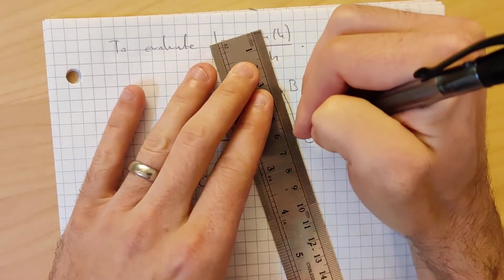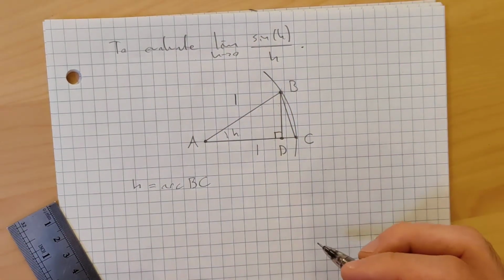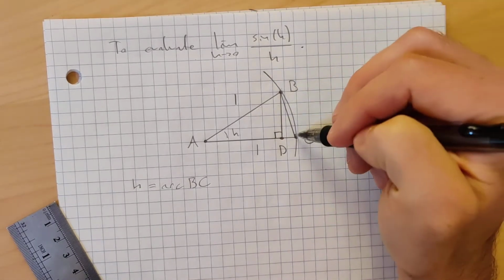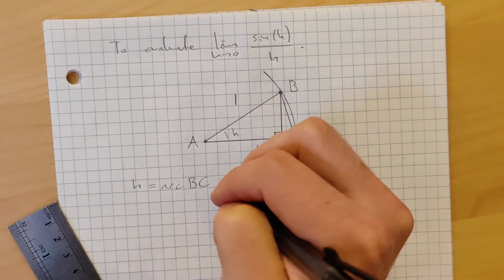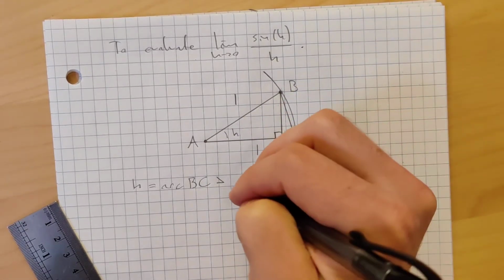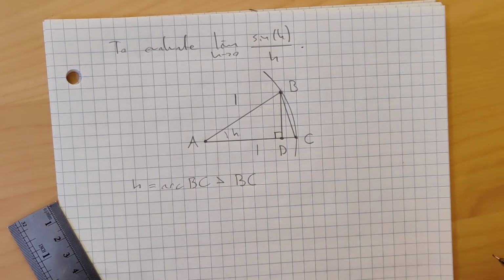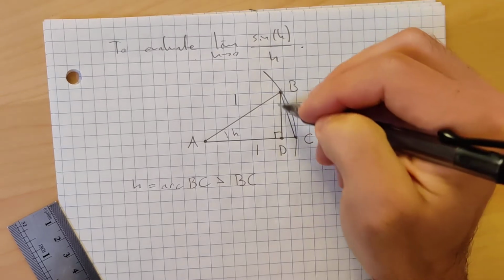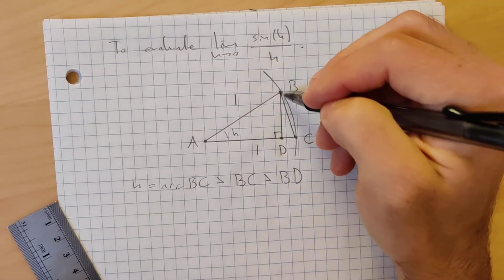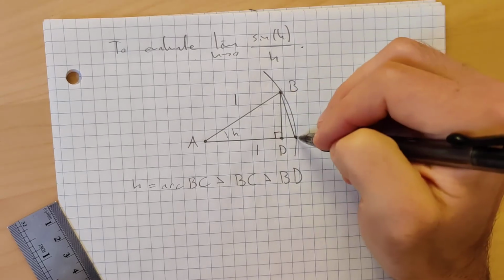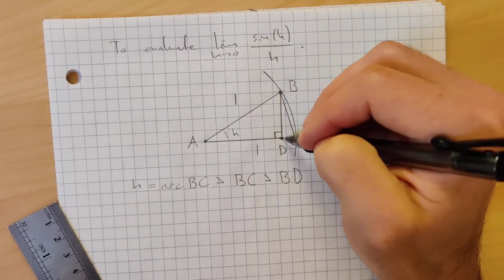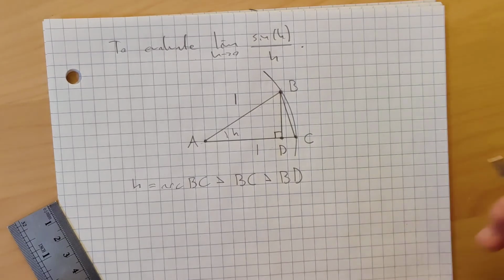Now notice that if you draw a straight line from B to C, the distance along the straight line from B to C is less than the distance along the arc, because the fastest way to get between 2 points is a straight line. So the arc length from B to C is bigger than the length of the segment from B to C. And the length of the segment from B to C is bigger than the length of the segment from B to D. Because the segment from B to D is perpendicular to this horizontal line, and from B to C it's not. To get down to this horizontal axis, the shortest path is to go straight down and meet it perpendicularly. If you go over at an angle, it's going to be longer.